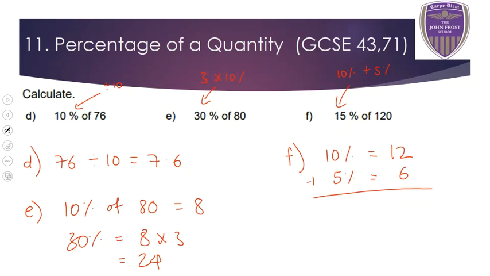But then please don't forget that you've still got to add those together, haven't you? Because the 10% plus the 5% gives you 15%, which in this case gives you 18. So 15% of 120 is 18. And there's loads of different ways of doing those. All right, just remember those rules.